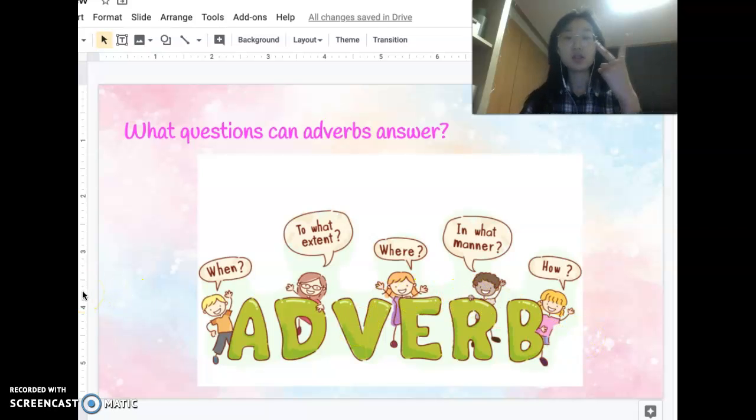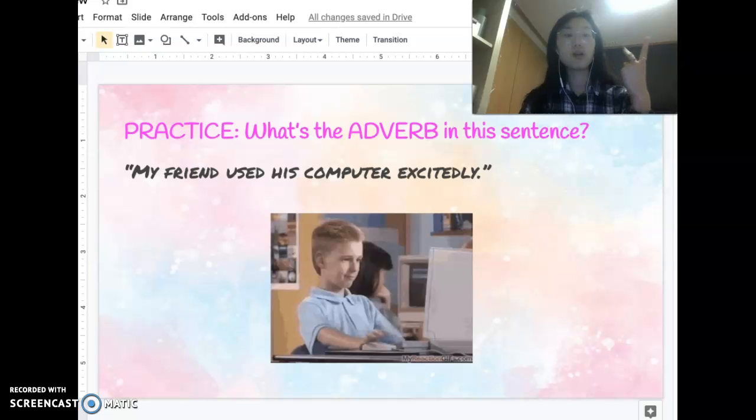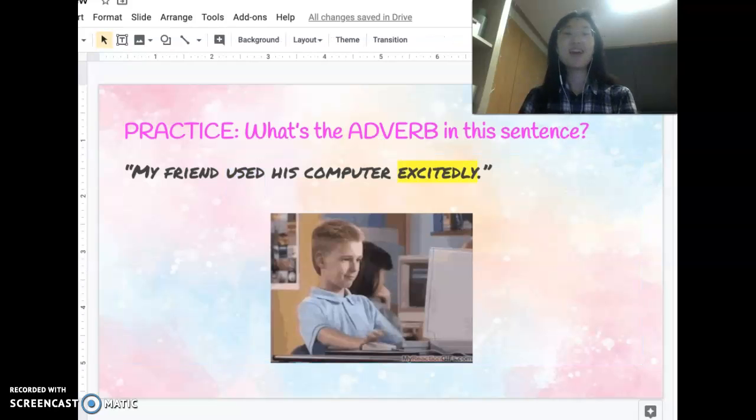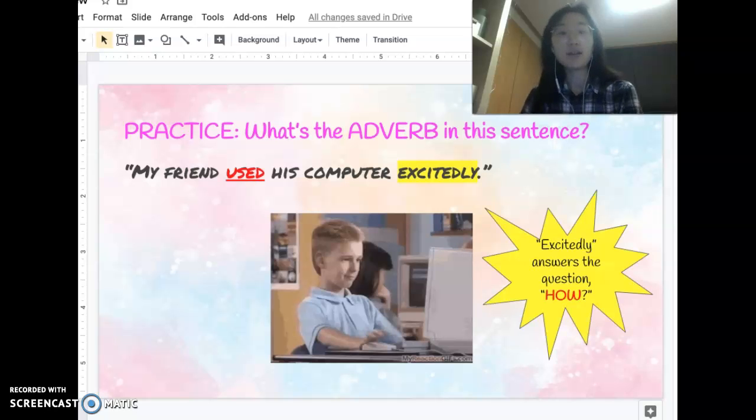So let's move on to the second example. What's the adverb here? My friend used his computer excitedly. So again, the verb here actually is used. Now what word accompanies used? The adverb is, drumroll, excitedly, because it answers the question how. How did he use the computer? Excitedly. He didn't use it sadly. He used it excitedly. So that's the adverb.